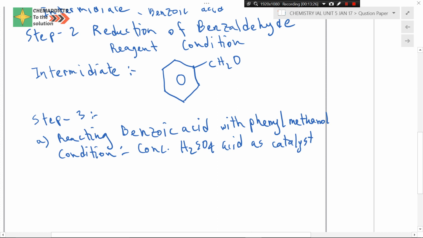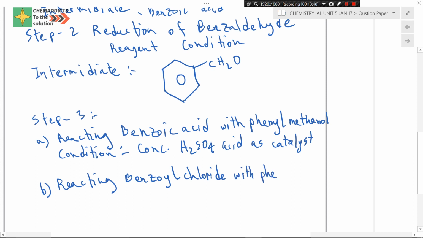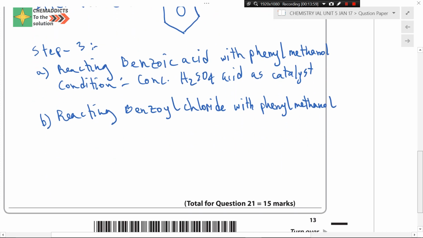Or we can do this the other way around, that is, reacting benzoyl chloride, a type of aromatic chloride, with phenyl methanol. Basically we are reacting acyl chloride with alcohol, that's it.